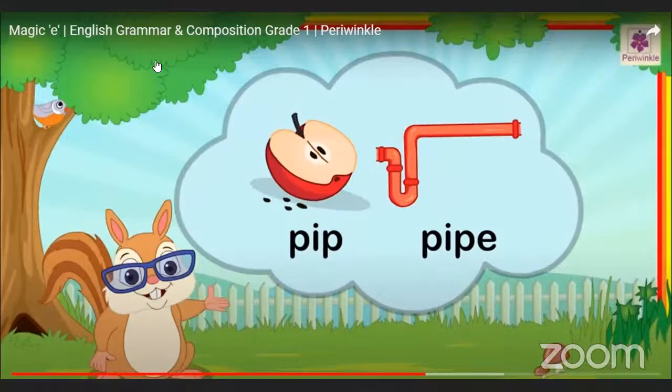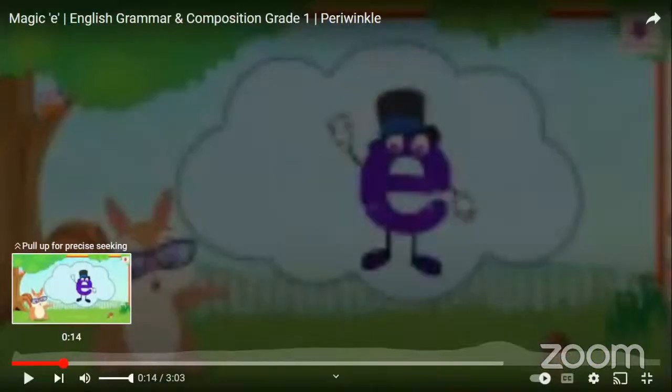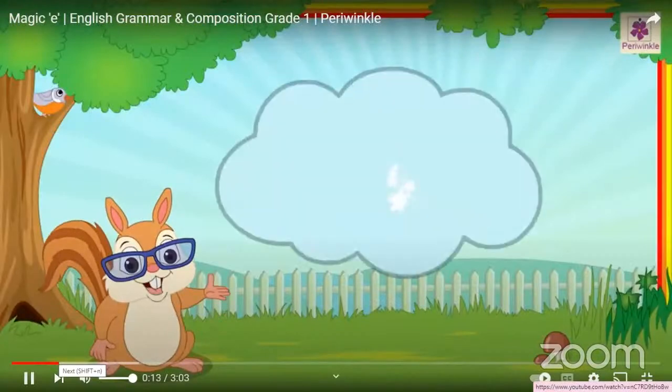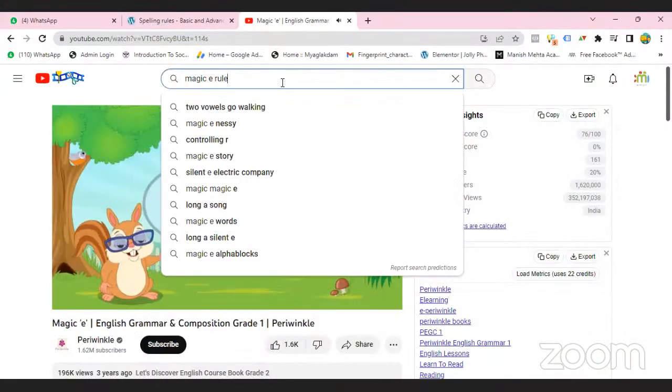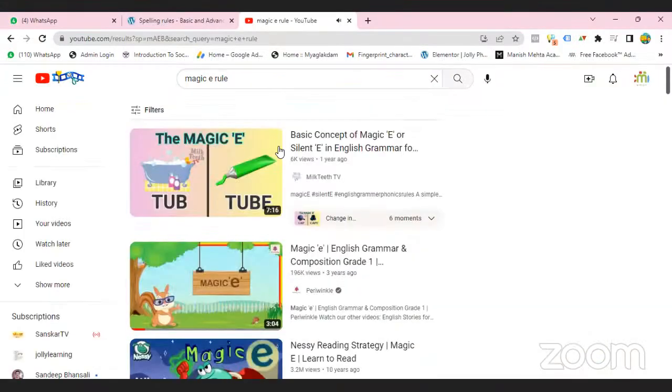Here, Pip becomes Pup. Before we learn about magic E, let us look at the following words. C, A.